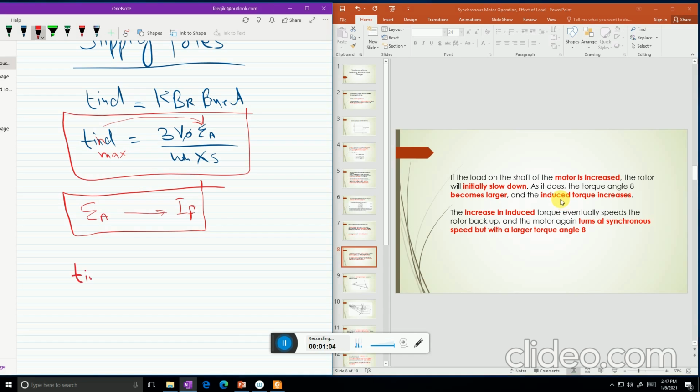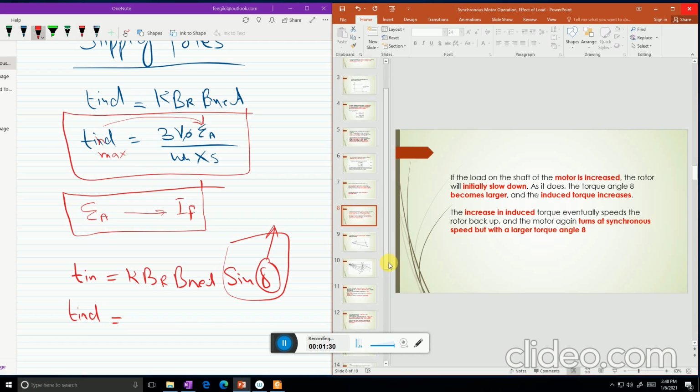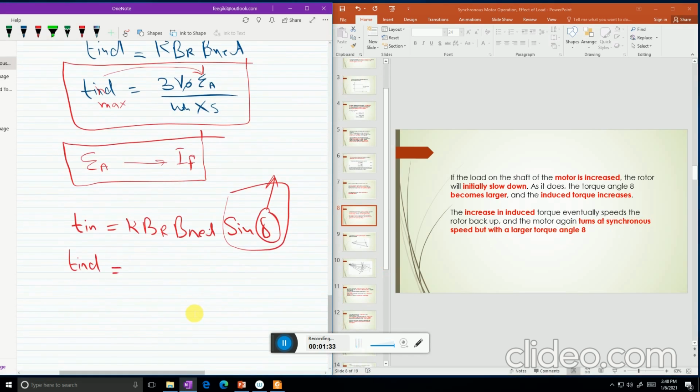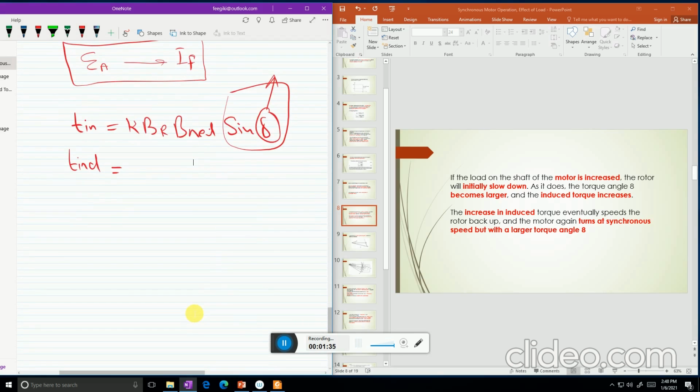As torque induced is equal to K into BR BNet sine of delta, when delta increases, the whole term will increase and torque induced will increase. The increase in induced torque eventually speeds the rotor back up, and the rotor again turns at synchronous speed but with a larger torque angle delta. Now the torque angle is increased but the motor is moving with the synchronous speed.